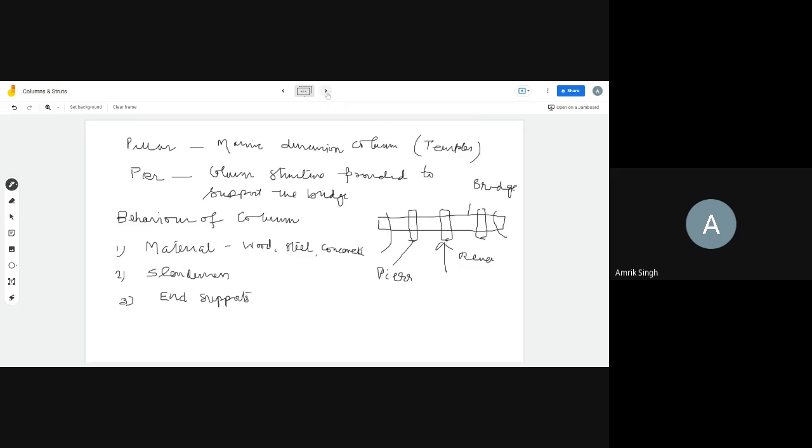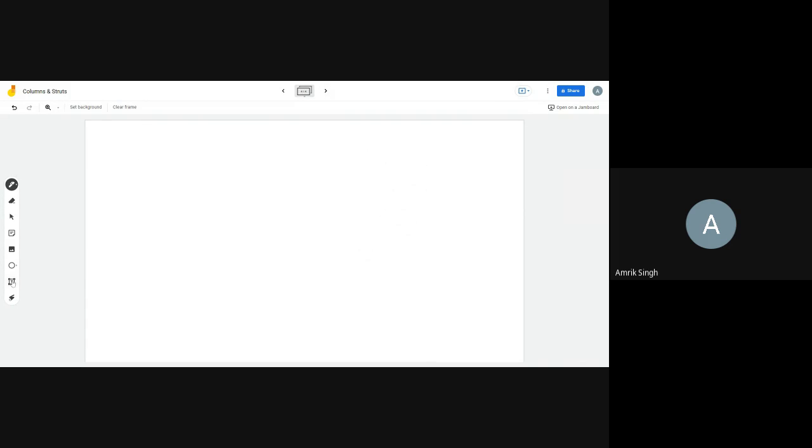Now, what is slenderness? How do we define slenderness? It is known as the thinness of a section. Slenderness is the thinness of a column. How thin it is. Okay.